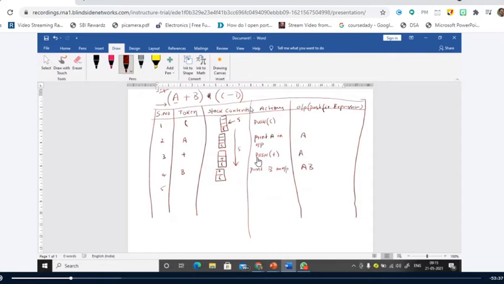Closed parenthesis. So when you come across a closed parenthesis, what is it that you have to do? You have to pop all the elements from the stack and place them in the output. And you have to delete the opening parenthesis from the stack. So what are the operators that we have on top of this open parenthesis? There is only one operator, that is plus. So you have to perform a pop operation and a print operation. So when you pop and print, it becomes AB plus. Is it right or not?